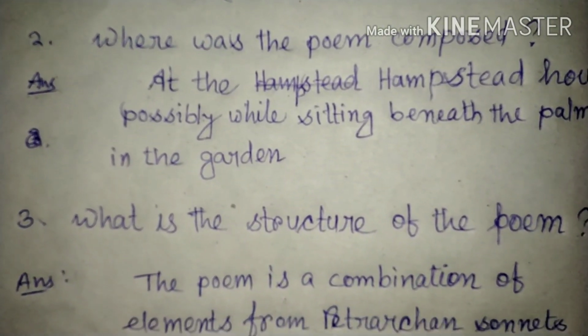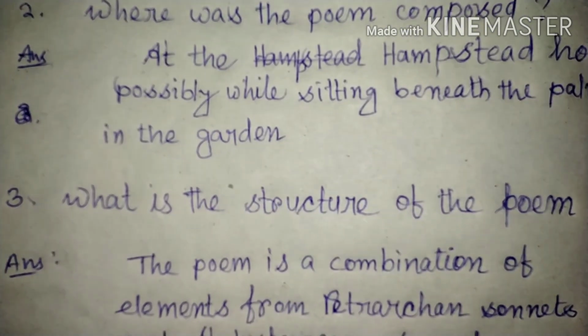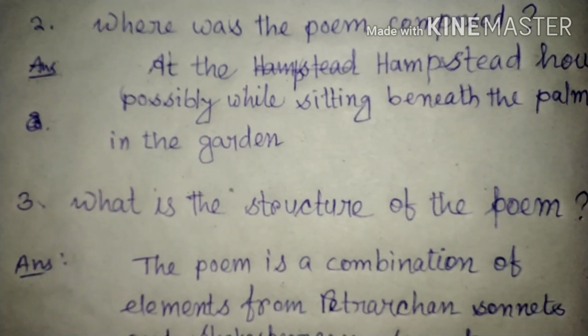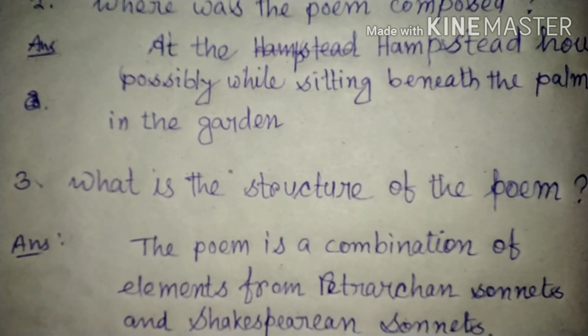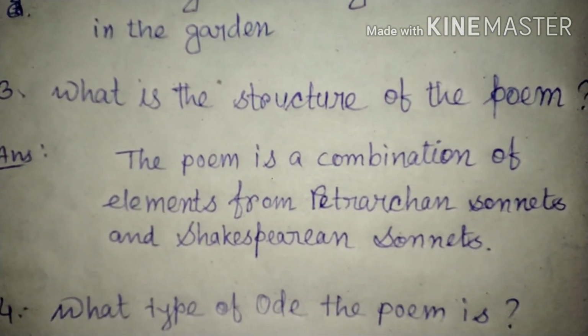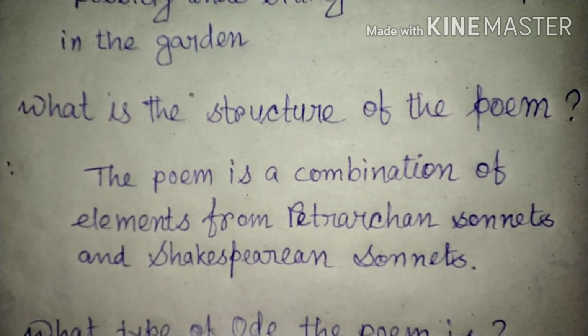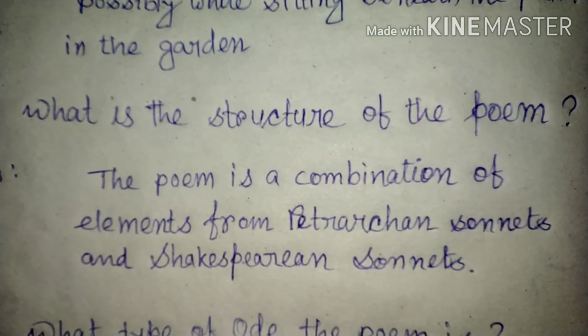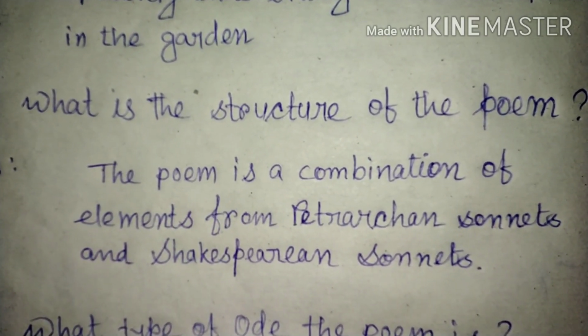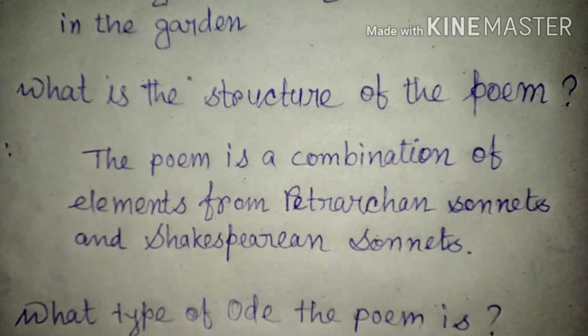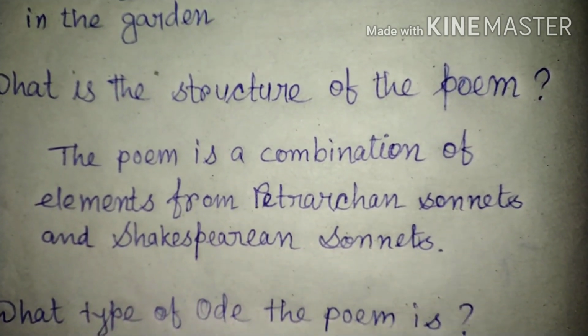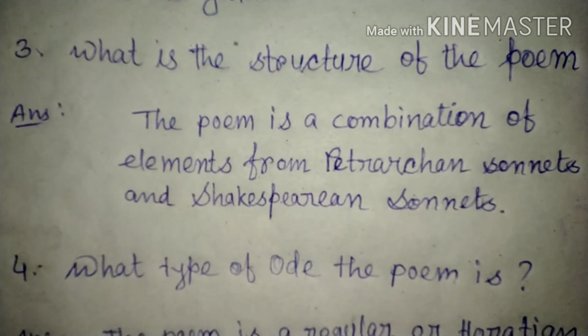And the next question is, what is the structure of the poem? The answer is, the poem is a combination of elements from Petrarchan sonnet and Shakespearean sonnets.